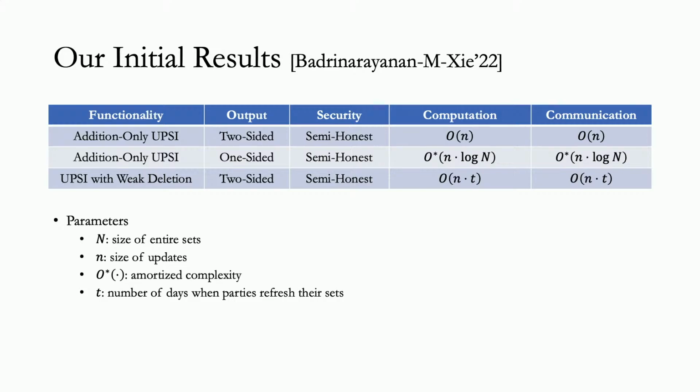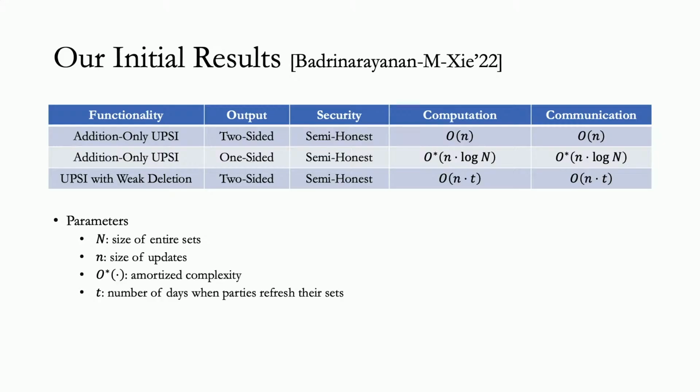to the other party. So the first protocol achieved both computation and communication of order n, small n, which is the size of the updates. And surprisingly, if you want to achieve 1-sided output, it's a little bit more expensive. There is a log factor here, log capital N. N is the size of the entire set. And it's amortized over many runs.